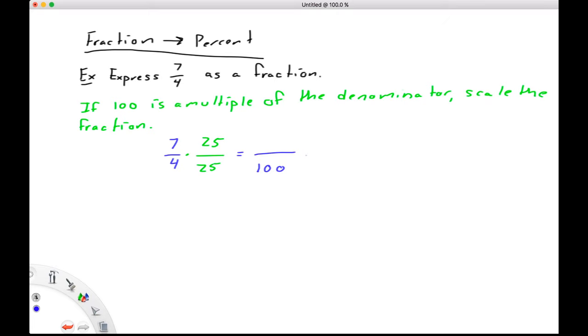Now, 7 times 25, if you do the quick math, is 175. And so that tells us we have 175 parts per 100. So this is 175 per 100, or per 100 literally meaning percent. This is 175%.